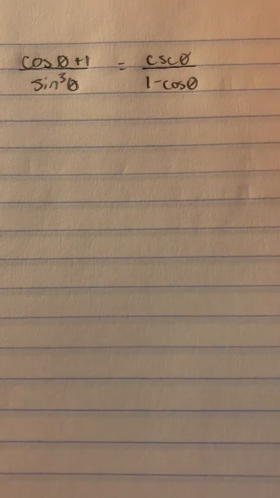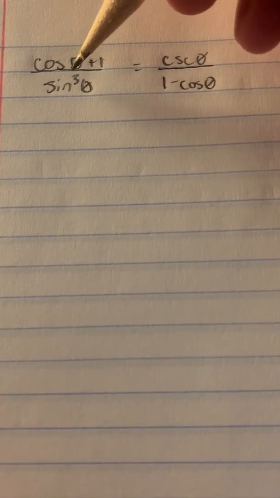It starts as cosine of theta plus 1 divided by sine cubed of theta, and that's equal to the cosecant of theta over 1 minus cosine of theta. So when I'm looking at this, the first thing that I see that I don't really particularly like is that there's this cosine of theta plus 1 over here in the numerator. I see that there's a 1 minus cosine of theta over here. Those are sort of related to one another. But I also see this sine cubed of theta, which I don't really like. I like sines. I like sine squared.